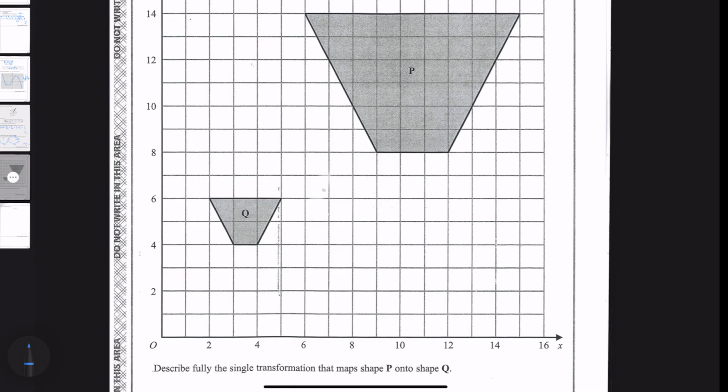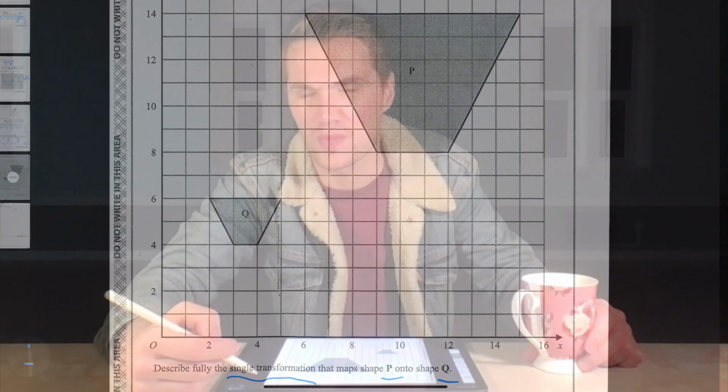Number 11. Describe fully the single transformation that maps shape P onto shape Q. So there are 4 different transformations for you to choose from. There's a translation, which means it's been moved up and down, left and right, about the place. There's a rotation, and the word's in its name, it's been rotated around a certain point. So if it's like lying on its side, for instance, you know it's probably been rotated. There's a reflection, which means it's the mirror image of it. So if it's upside down or folded in half, then it's probably been reflected.